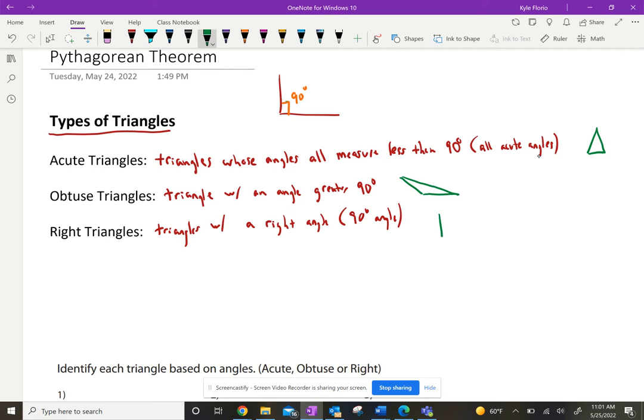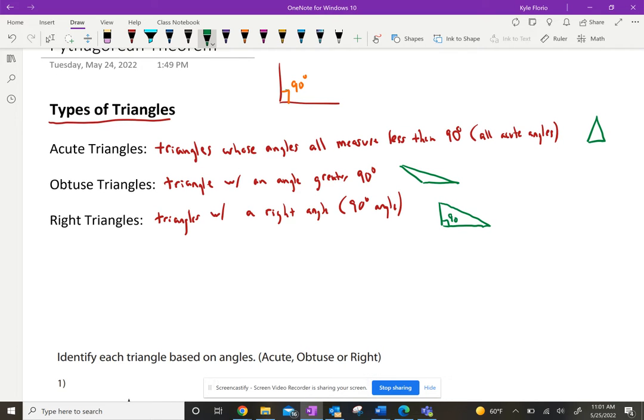So an example would be, here's my right angle. That's 90 degrees. This triangle right here would be a right triangle because it's got a 90-degree angle. Okay? So, one other thing about right triangles is, let's do blue. The side across the 90-degree angle, the big side, this is what we call the hypotenuse. So that is the largest side, and it's opposite the 90-degree angle.